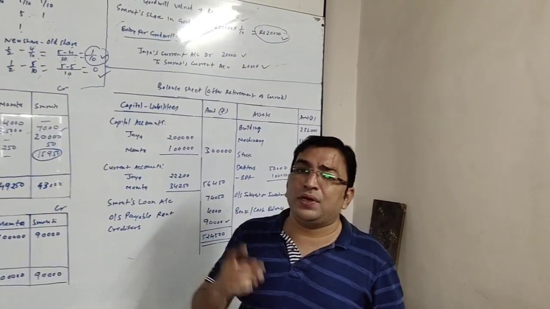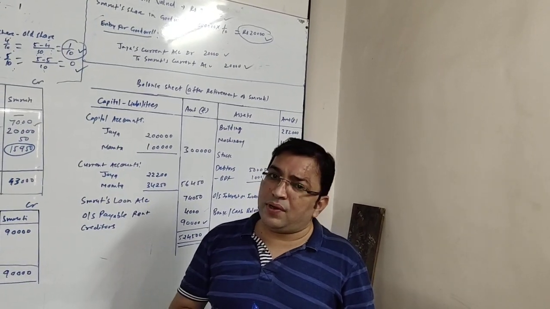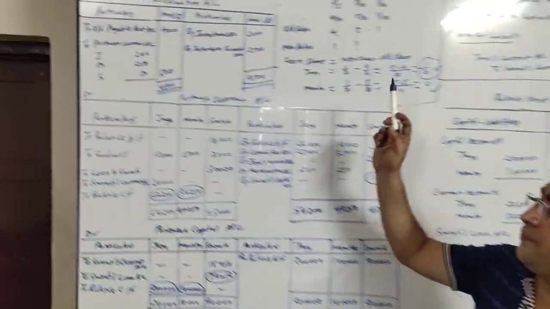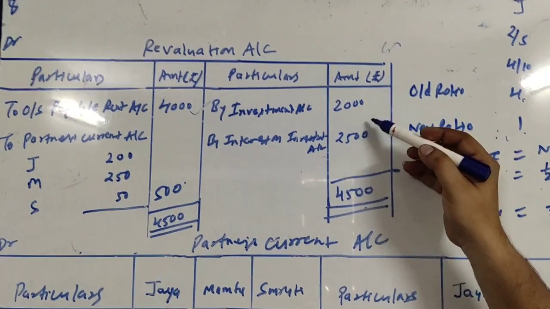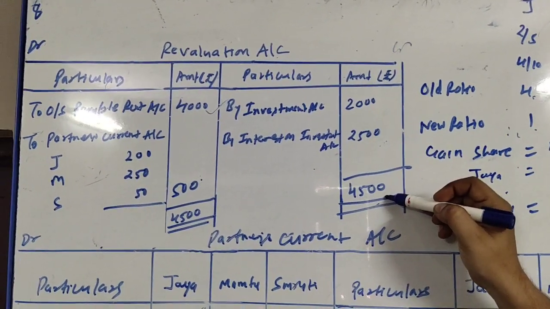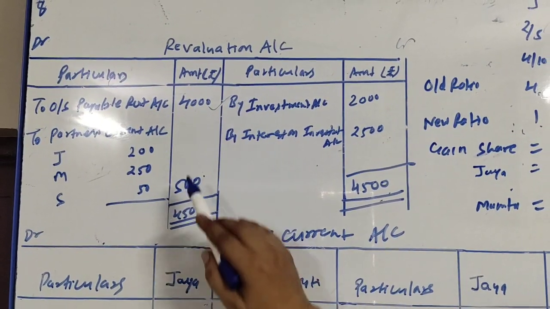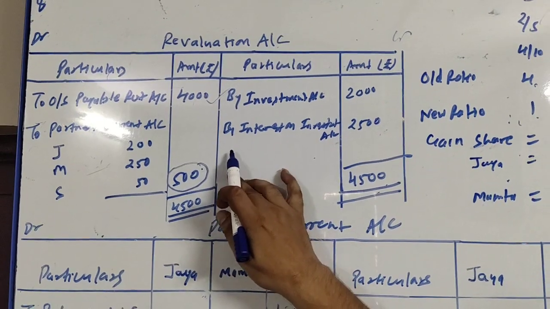Now what we need to do is find out the profit or loss on revaluation. So let us close the revaluation account. Here it is. Revaluation account, credit side 2 items are there, 2,000 and 2,500, total is 4,500, and debit side only one item is there, 4,000. So the difference comes to 500. Now this is the profit on revaluation.